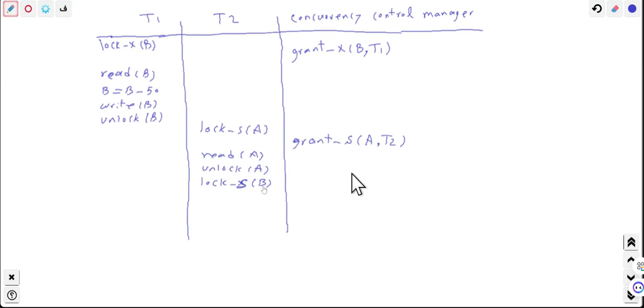Before, T1 had a lock on B, but here T1 released the lock on B, so at the moment there is no lock on B, and T2's request is granted. So the manager grants lock S on B for T2. After that, T2 can continue and read B, then unlock B, releasing the lock of B, and then run display A plus B.